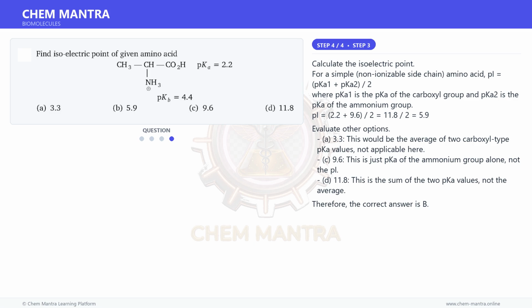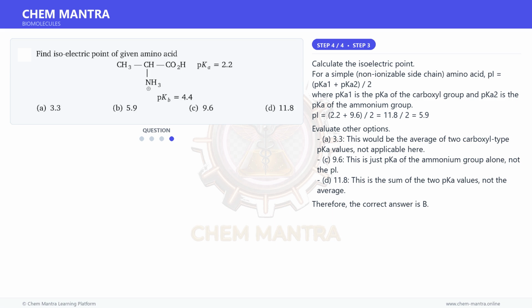For a simple, non-ionizable side chain amino acid, pI is equal to pKa1 plus pKa2, divided by 2, where pKa1 is the pKa of the carboxyl group and pKa2 is the pKa of the ammonium group. pI is equal to 2.2 plus 9.6, divided by 2, is equal to 11.8 divided by 2, is equal to 5.9.